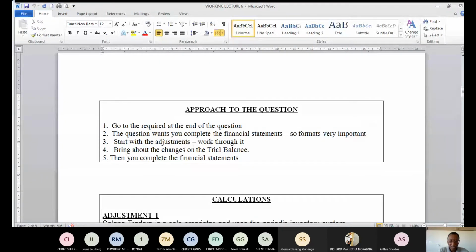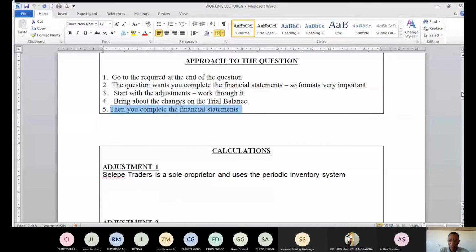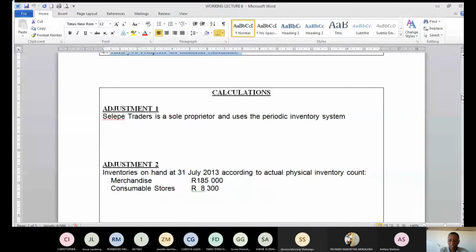Your approach is you start with your adjustments, you work through your adjustments, you bring about the changes to the trial balance, and then you complete your financial statements. Okay. So let us work through our adjustments now. Adjustment number 1.